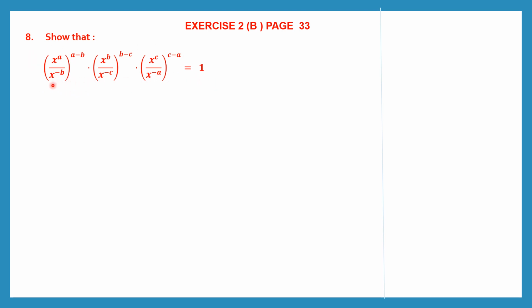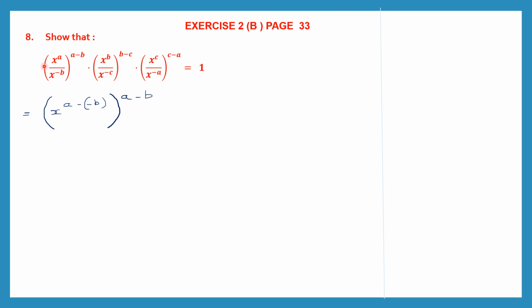So let's begin by working out this. Here, as you can see, we have x to the power of a divided by x to the power of minus b, and the whole thing is raised to the power of a minus b. Now here, since the base is the same and it is division, we can subtract the powers. So let's begin by doing that. This is going to be x to the power of a minus the power of the x which is in the denominator, which is minus b. Now this whole thing is raised to the power of a minus b.